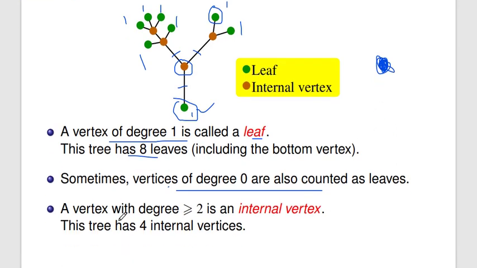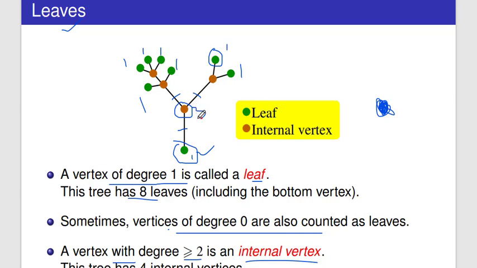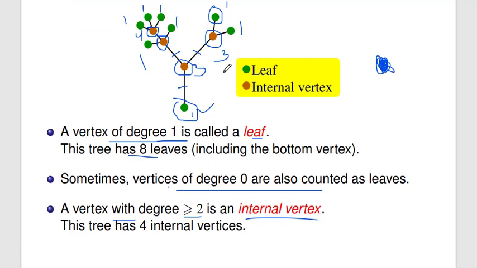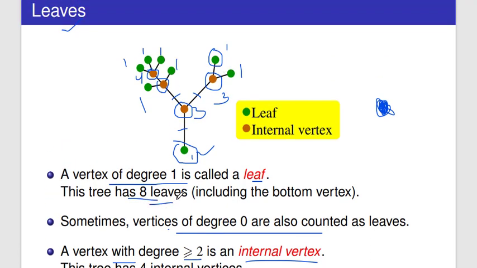A vertex with degree greater than or equal to 2, more than 1, is called an internal vertex. This one has degree 3, so it's internal. This also has 3, this has 4, and this has 3: 1, 2 and 3. So this yellow dot is an internal vertex, with degree of vertex greater than or equal to 2. This is called leaves and internal vertices.